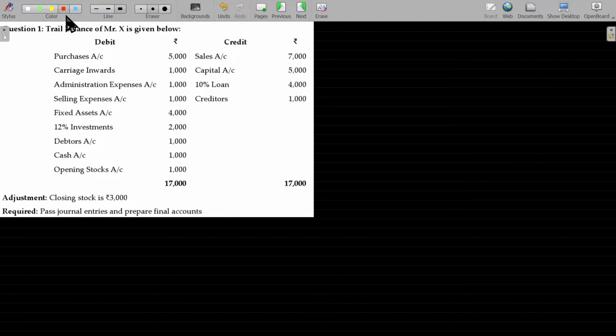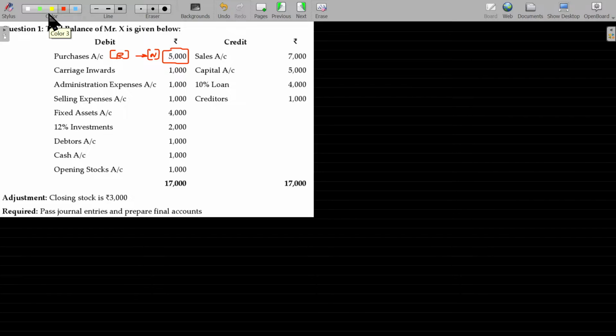Now let's see purchases. Is it real or nominal? On purchases, this may be named as a real account. On sale of those purchased items, this will be named as a nominal account then. So purchases could be a real account, as well as sometimes a nominal account.